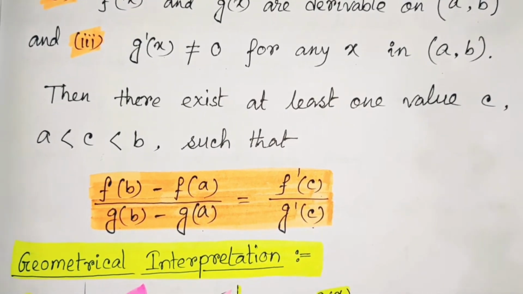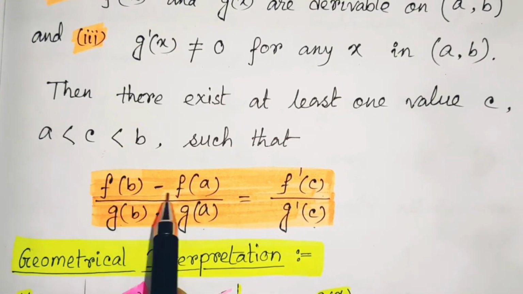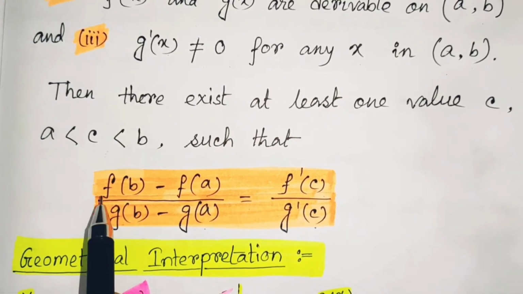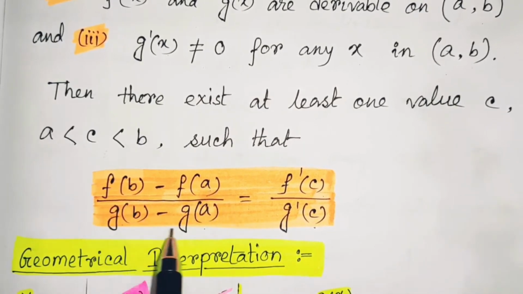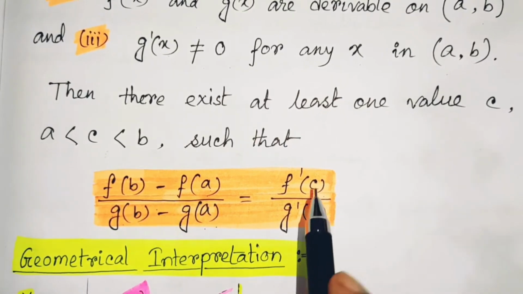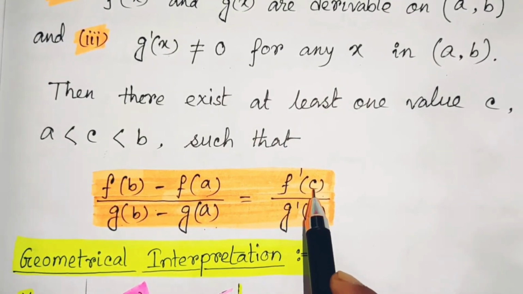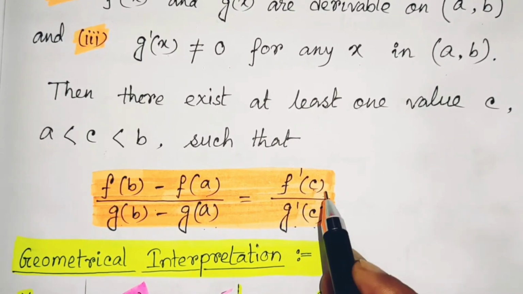Probably its geometrical interpretation is not found in any book. But what happens here? Just observe the formula very carefully. This one is the distance. Both are distance values. So this is the distance in the interval ab for the first function and this is the distance for the second function. And here it is the ratio. This one is the derivative of the first function, and this is the derivative of the second function, and this is the ratio.